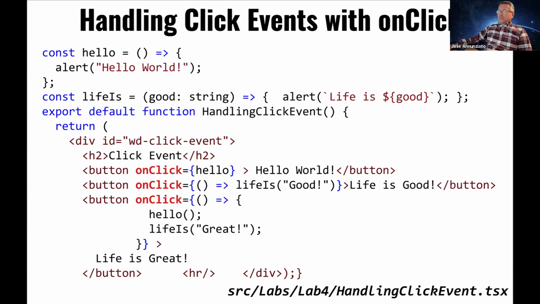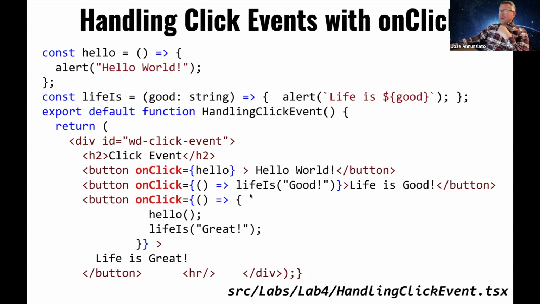Another thing that I want to point out is that we're calling a function here, life is good, and we're passing a parameter to that function. Now one might say, well, over here you just had a reference to the function, hello. Whereas over here, because we have this parameter, we wrapped it inside of another function. This is a function declaration, and then inside, we're calling another function.